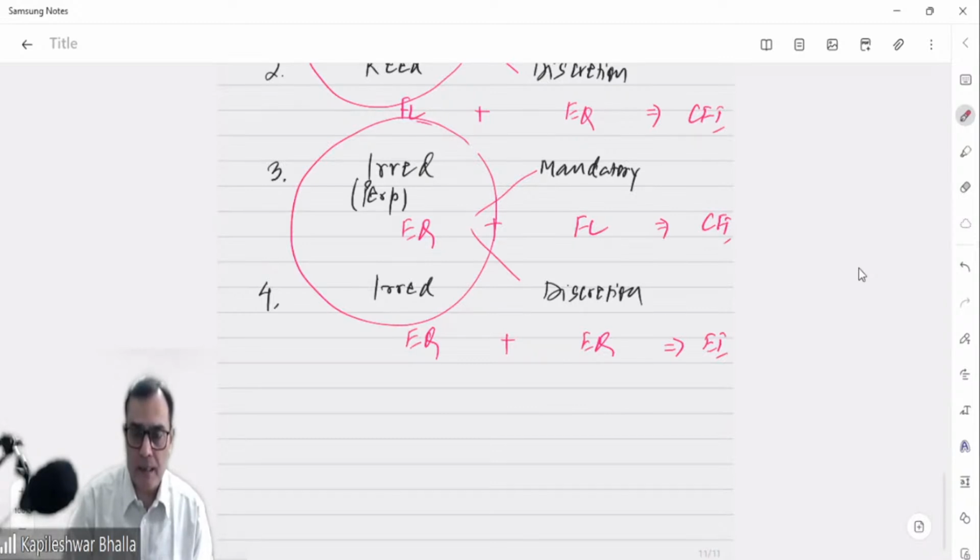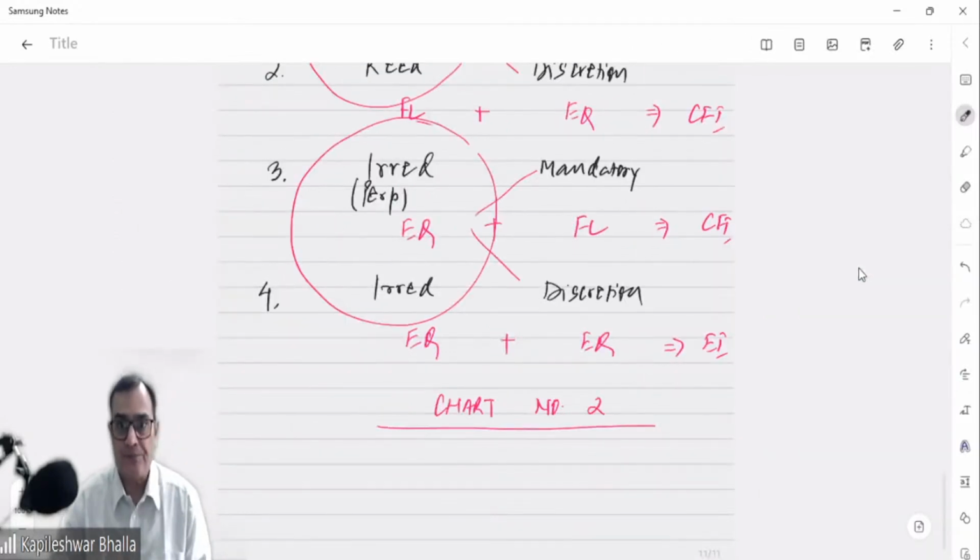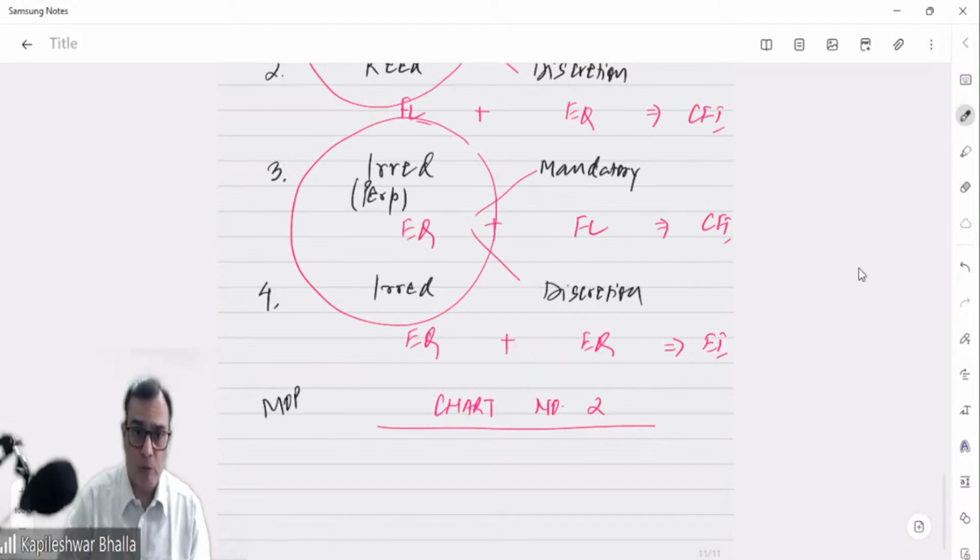Okay, let's now go on to the second chart. So I am now going to chart number 2. And if you're able to understand these charts, then I think your concept is working very well. Now, in this chart number 2, I am considering the mode of payment to be equity shares only.